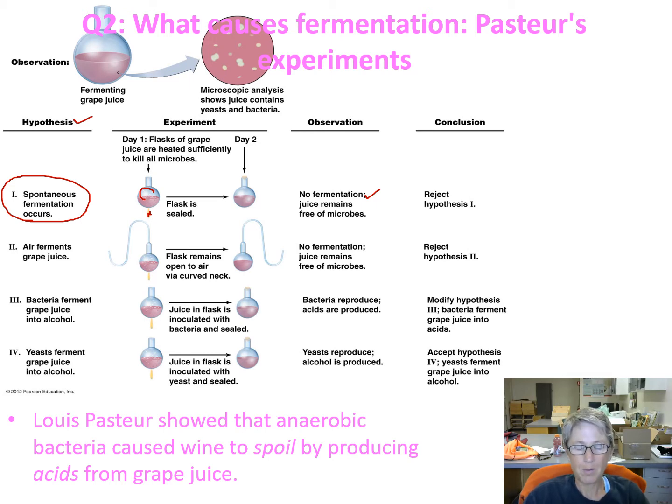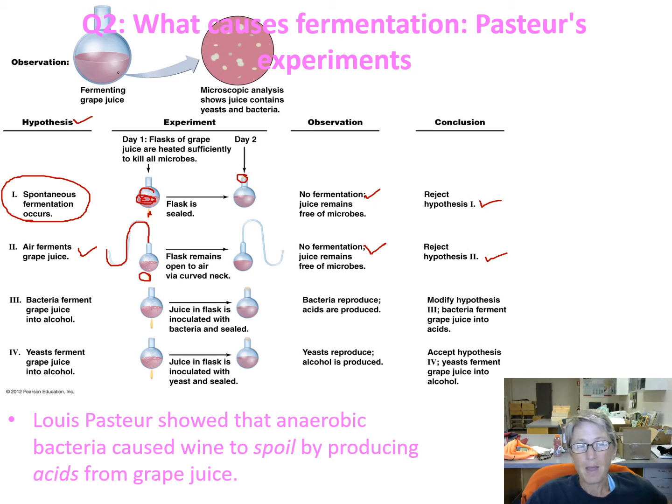The grape juice was not able to be fermented into wine because they killed everything in it, including the yeast, and then they put a cork on it so nothing could get in. So you reject the first hypothesis. Second hypothesis, air will ferment the grape juice. So there he gets it out of swan-necked flasks, so the air can go in and out. They boil it again. Here's the little fire. The flask remains open to air via a curved neck. Didn't get any fermentation, and there's no microbes in the juice. So you reject the second hypothesis.